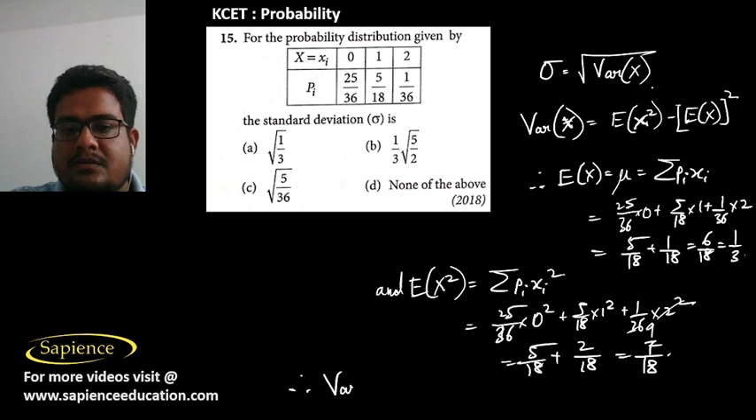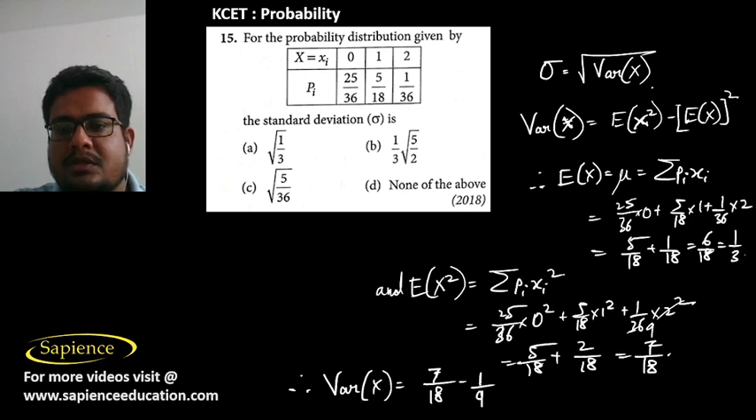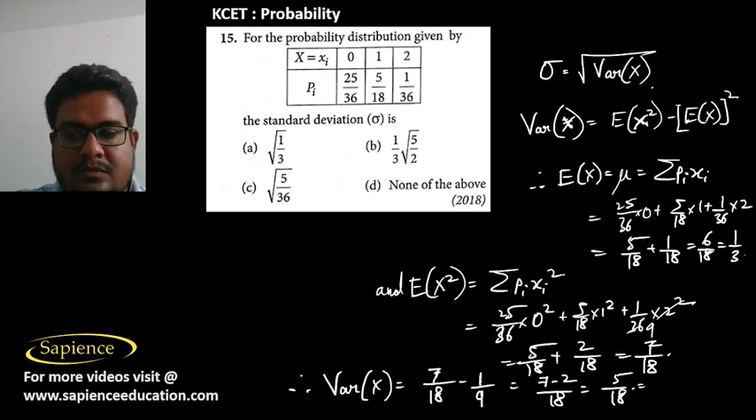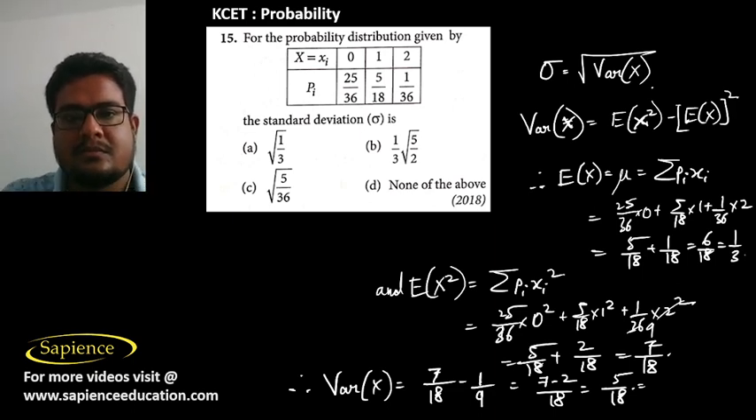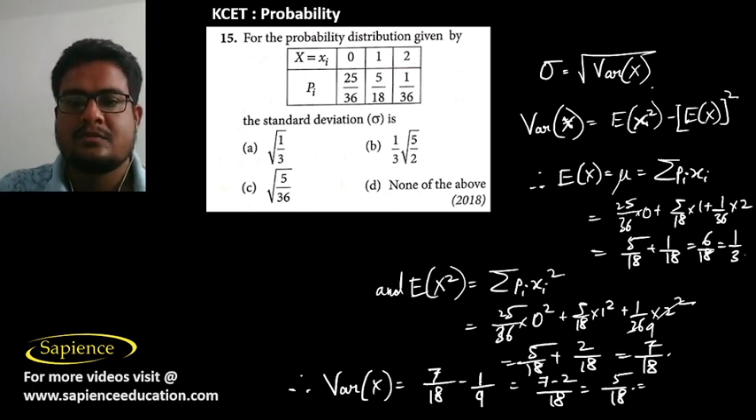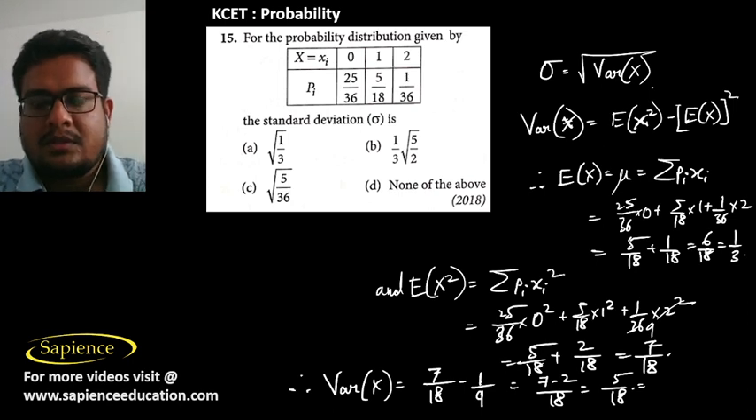Now therefore, the variance of x is equal to the expectation value of x square, that is 7 by 18, minus 1 by 3 whole square, that is 1 by 9. So that is 7 minus 2 by 18, it's 5 by 18. Or I can tell, the variance of x is the expectation value of x square, 5 by 18 into 1 square, 1 by 36 into 2 square.